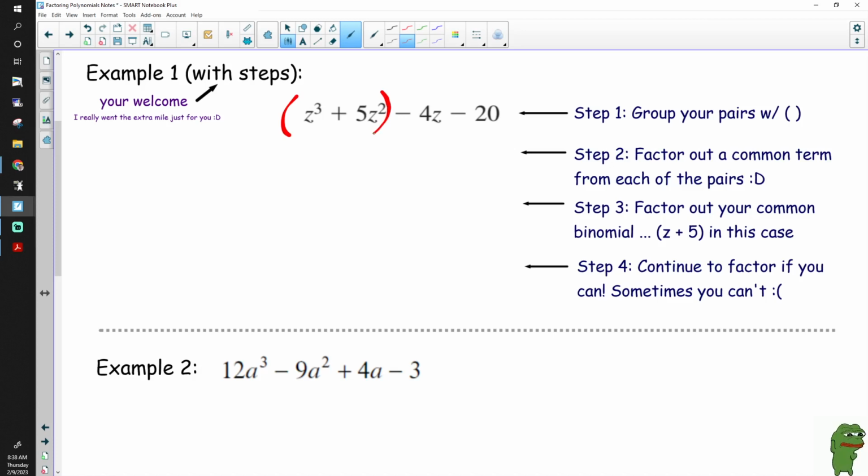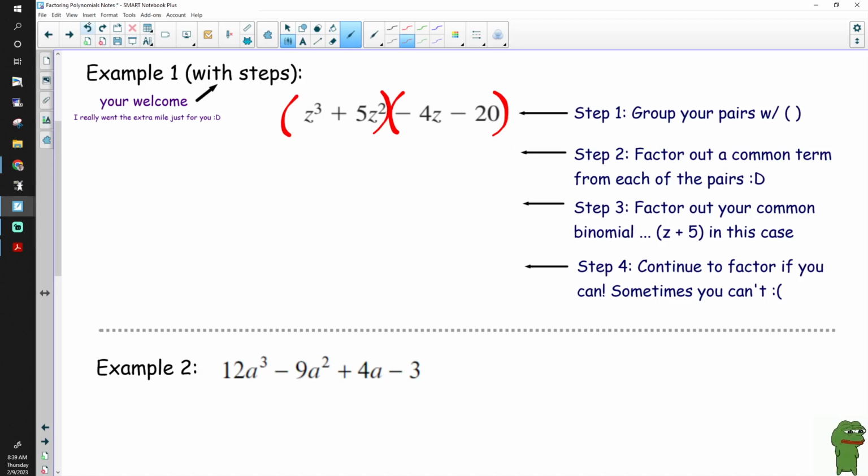We're going to put parentheses also around the last 2 and group them together. So we created 2 separate groups, Group 1 and Group 2. That is your first step. You want to always make sure that the symbols get put in your groups too. You don't want to leave anything outside of your parentheses.